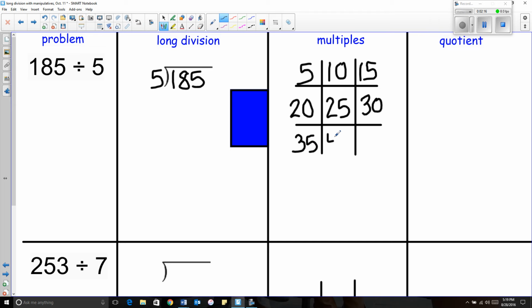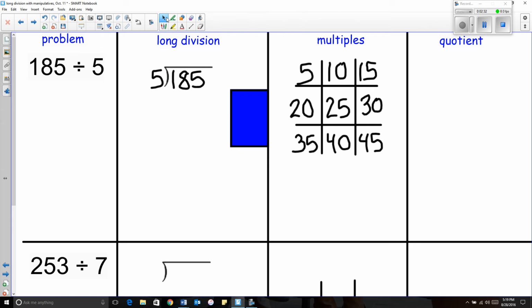So I got 35, 40, and then my final group is going to be 45. Because when you're doing long division, the biggest digit is 9. You can never put more than 9 on the top in your quotient. So one group is 5, 2 groups is 10, and so on.